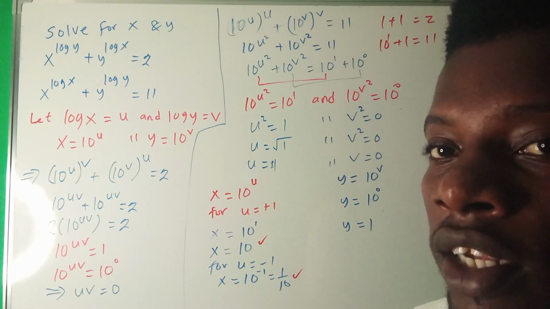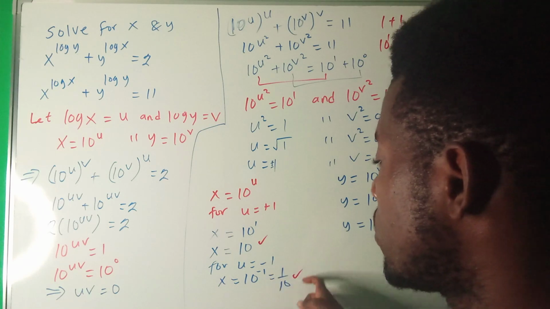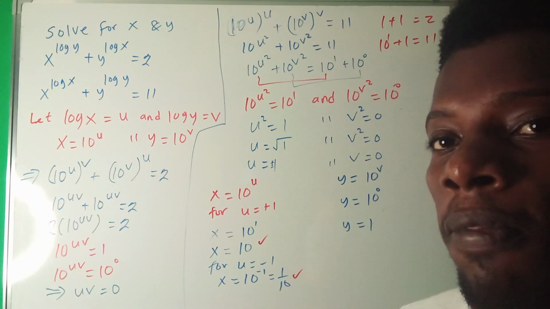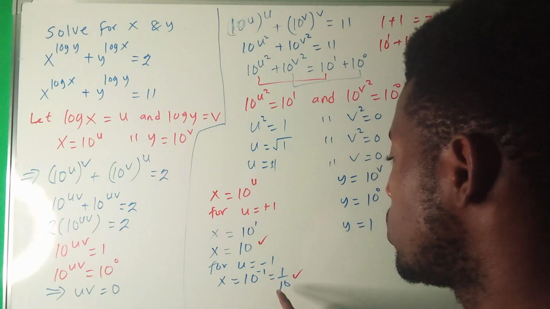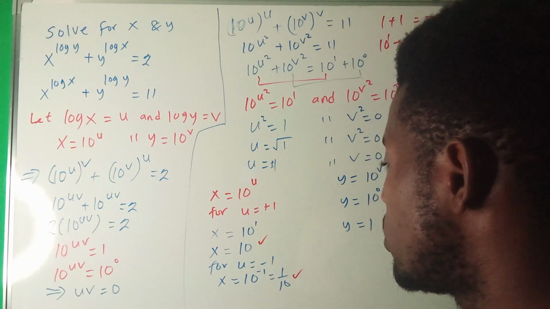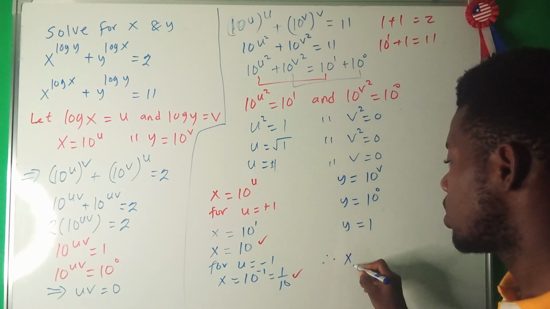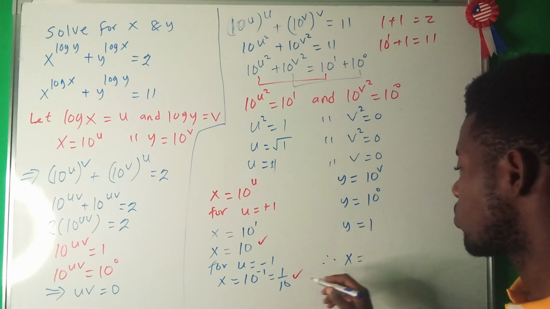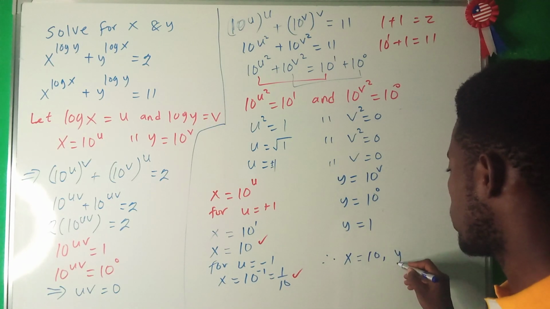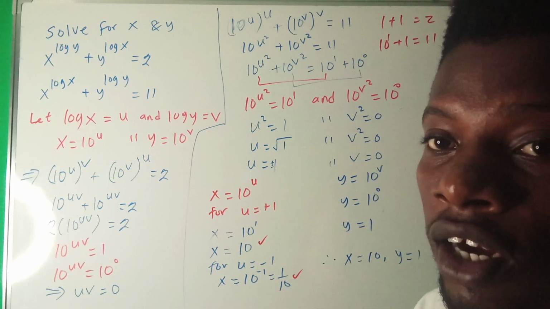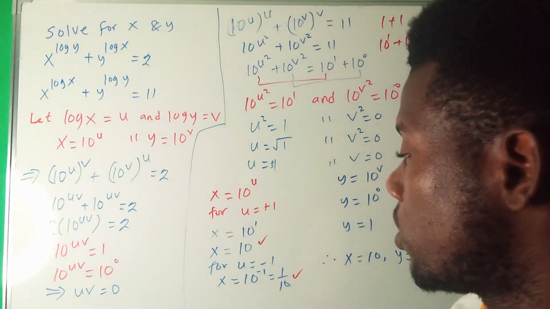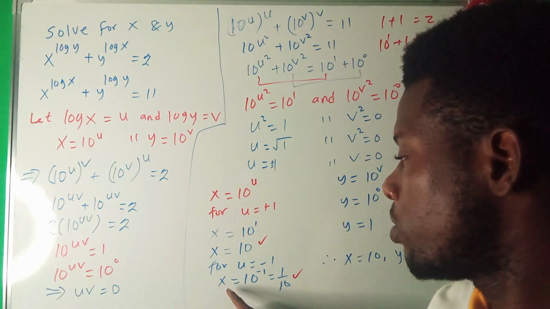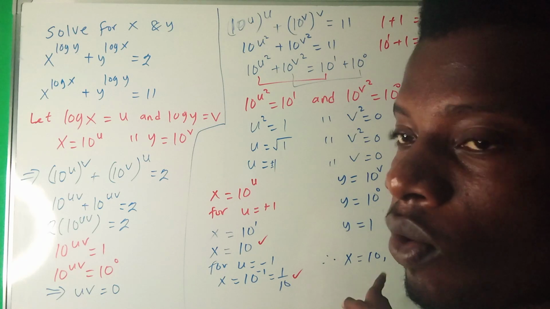We have two values of x and one value of y. So you can test this value to see if it fits the original equation using this and that of this. We can now conclude that x is equal to 10 and y is equal to 1. Test the second value, and if it holds, then the next solution will be x is equal to 1 over 10 and y is equal to 1.